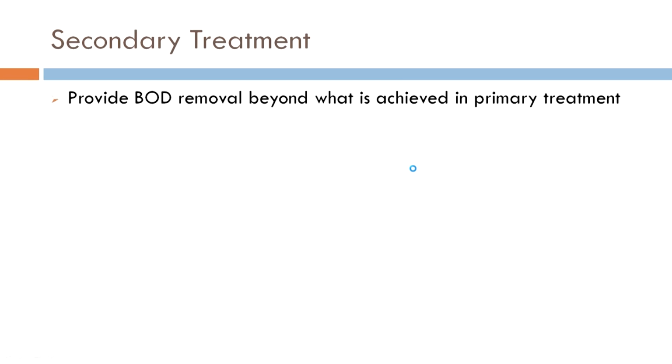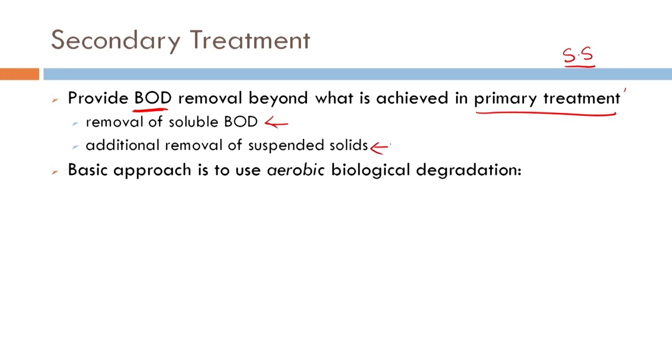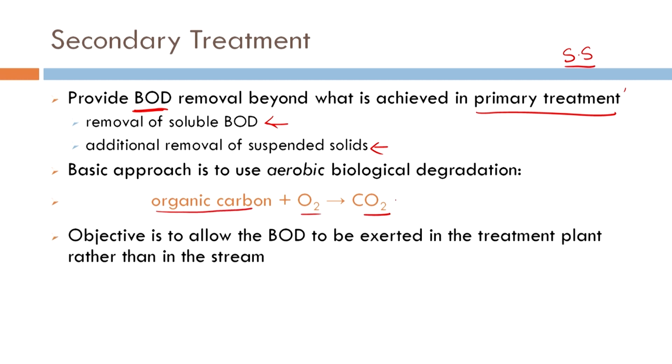Let us move on. Secondary treatment, what are we trying to achieve? During primary treatment, mostly we are trying to remove suspended solids, but there will obviously be organic matter in suspended form, and along with the flocs that are settled out in primary treatment, some soluble organic matter will also be removed. But we are primarily still concerned with a lot of organic matter which is dissolved, right. So, we are trying to remove soluble BOD, and any other suspended solids. As we discussed earlier, organic carbon plus O2 goes to CO2, right.